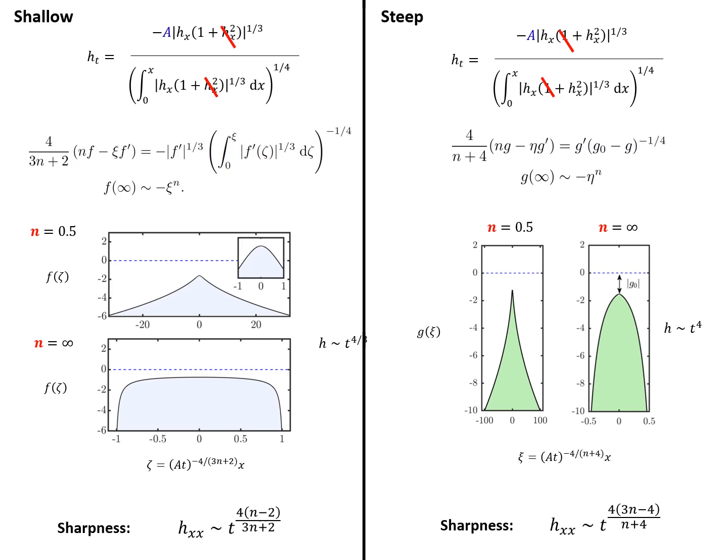Now, a particularly interesting difference between the two is how they predict the sharpness of the tip. In the shallow regime, it predicts that the sharpness grows as t to the (4n − 2)/(3n + 2). What that implies is that if n is greater than 2, then the body will sharpen, but if n is less than 2, then it will blunt. But in the steep regime, there's a different critical value of 4/3, which means that these two similarity solutions are predicting different evolutions of sharpness, which we'll return to in a second.